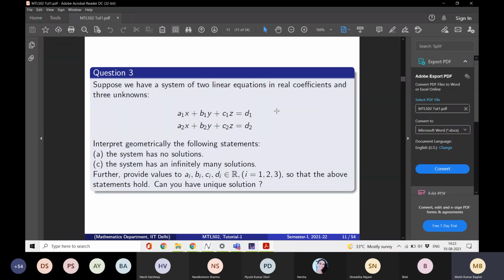Sir, the number of equations is 2 and the variables are 3. So the free variable is also 1, meaning one variable will always be free, so there is no chance of a unique solution. Then if we take 2 parallel planes, x plus y plus z equals 1 and x plus y plus z equals 2, then there is no solution. Correct. And if we take 2 planes coinciding, meaning we take the same plane, then there are infinitely many solutions, and this is the only condition where there will be infinitely many solutions.